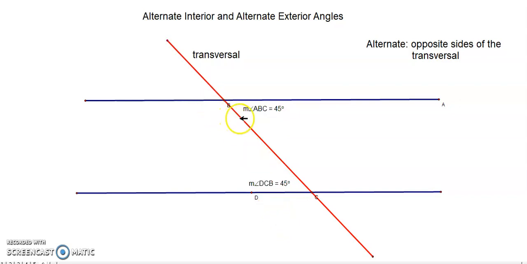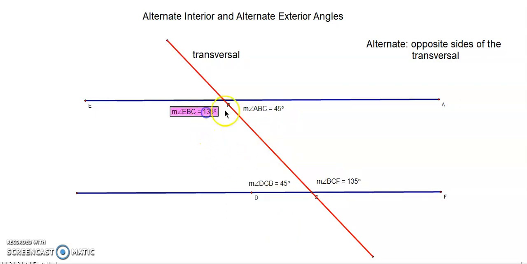But what about these guys? They have this obtuse angle here, and alternate, so on the other side, down here, it's also obtuse, and those are also congruent. I look at these two angles, and they're both 135. They're on opposite sides of the transversal, and inside the two parallel lines. They're called alternate interior, and so are these two.